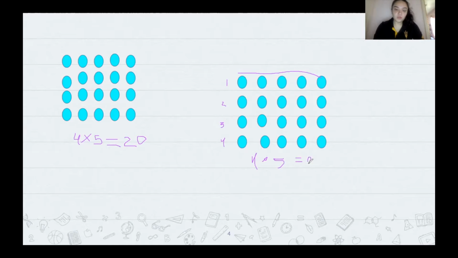So if we were to use the commutative property and switch these numbers around, it would look something like this. We have 4 times 5 is the same as, which is what the equal sign is for, 5 times 4. And why? Because 4 times 5, we just found out, equals 20, but 5 times 4 also equals 20. All right, let's take a look at the next problem.